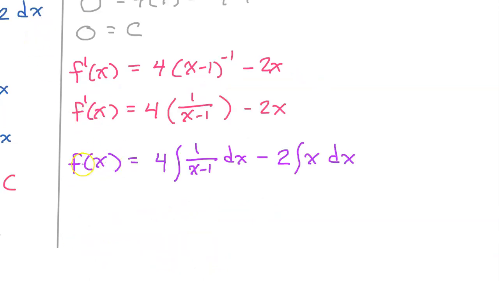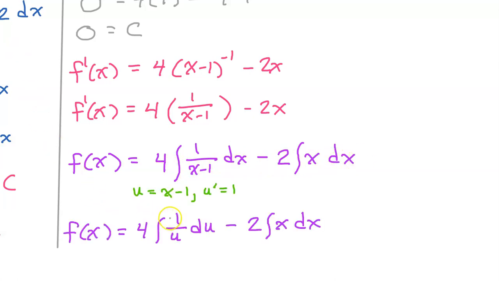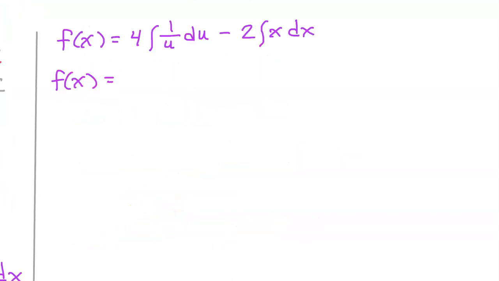Integrating the left side gives me plain old f of x. On the right-hand side, I am integrating term by term, and I've chosen to leave the constants out in the front. So we now have this. If we let u equal x minus 1, we have this. But here comes the memorized rule. The integral of 1 over u is the natural log of the absolute value of u.